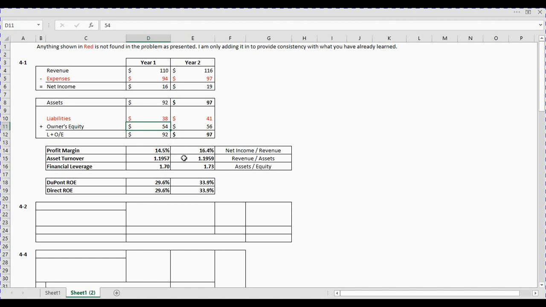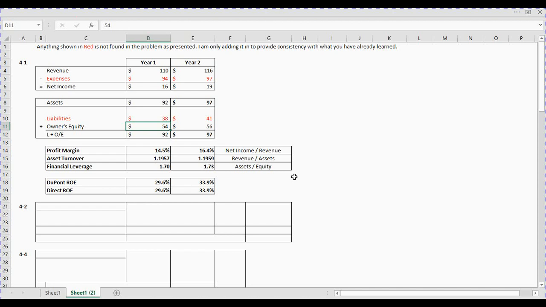So in the DuPont method, I look at this year versus this year, year one versus year two, in each of these rows, and I see which one has the greatest change. So we already said asset turnover is virtually identical year over year, so there's not much change there. Financial leverage doesn't move that much, just 3 basis points, so that's not very much. But profit margin, look what happened there. My profit margin jumped really high. It went from 14.5 to 16.4%.